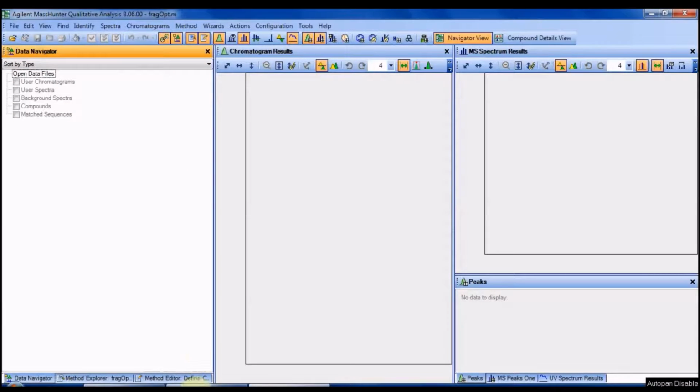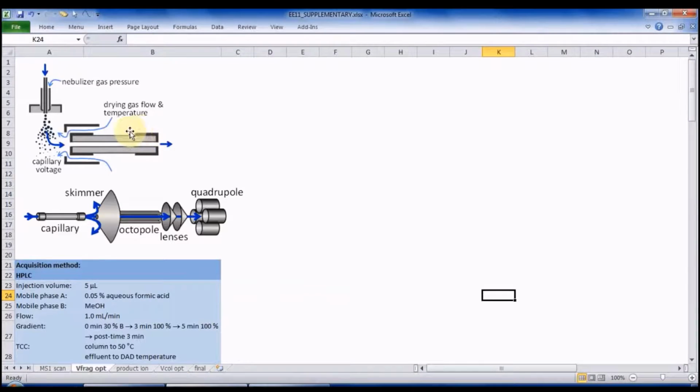Several MS-related parameters can be optimized. In this exercise, we will optimize fragmentor voltage and collision energy, while for nebulizer gas pressure and drying gas flow and temperature, we will use values previously found to be satisfactory.